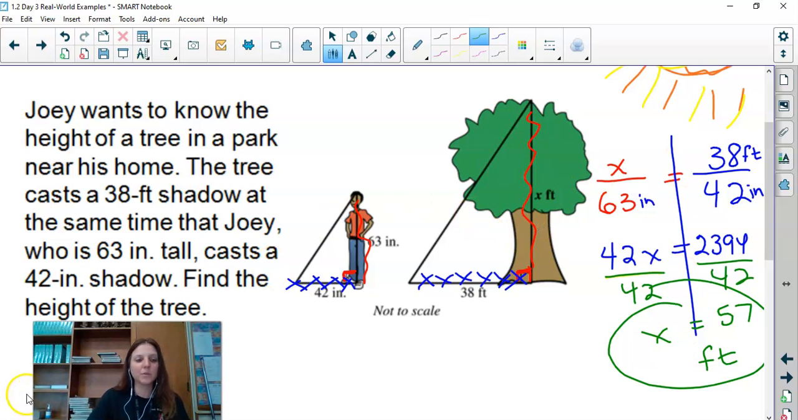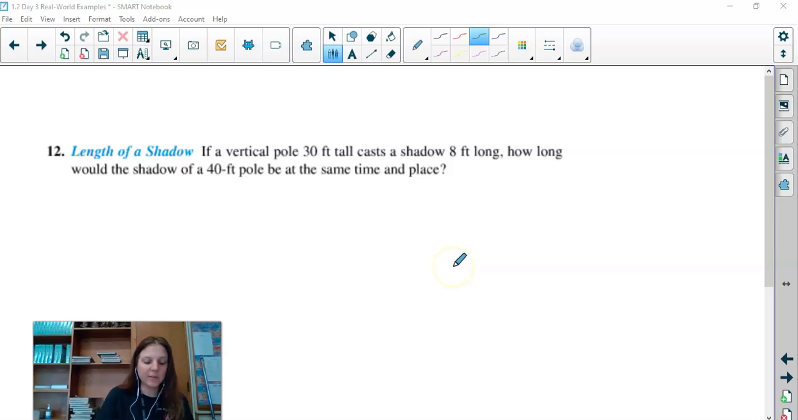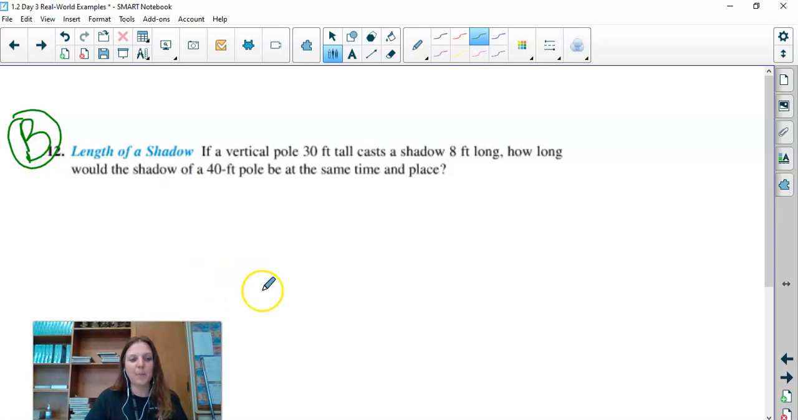Similar triangles. Okay, here's our second example, and you could just call this example B if you'd like. It's actually question 12 from your book, and you're going to copy it down. So go ahead and pause the video, copy down this example. It's example 12 from the book. You can just call it letter B, but copy down the word. So pause the video now.